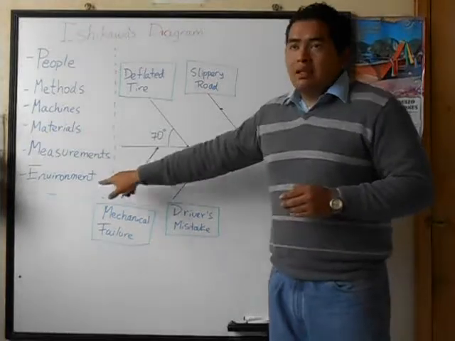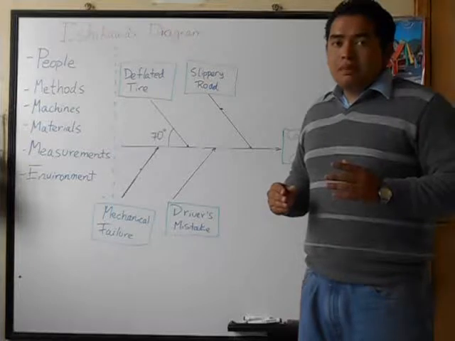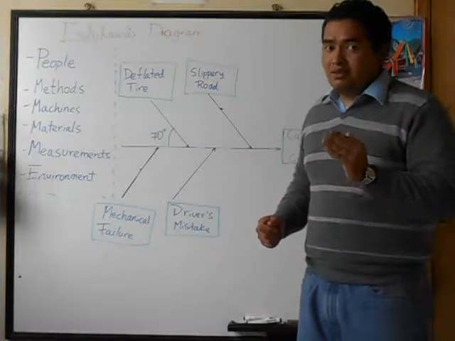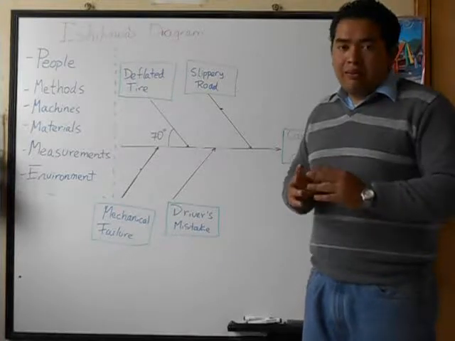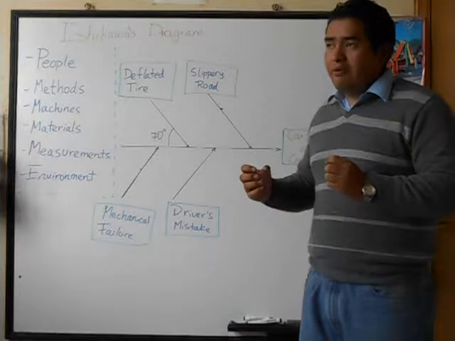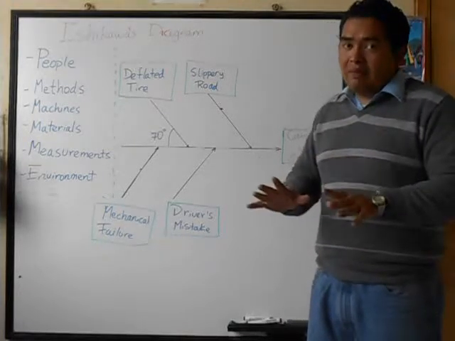Then the environment. The environment also plays a key role because if we are again welding and it starts raining, there will be a concentration of hydrogen. There will be lots of mistakes in our welding. It won't help, it won't work.